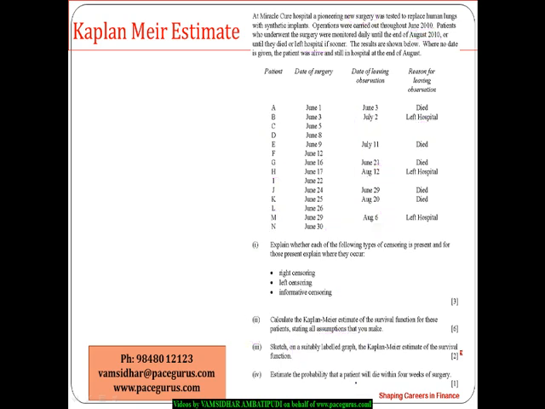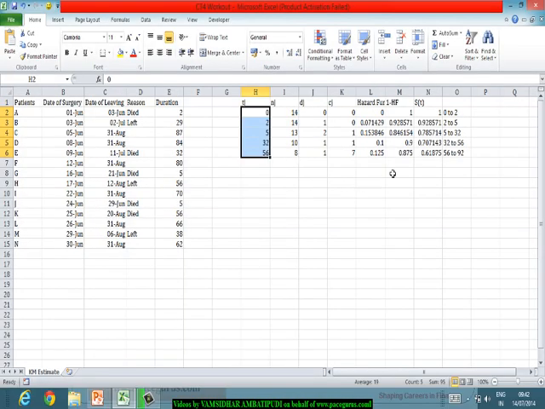Now estimate the probability that a patient will die within 4 weeks of surgery. 4 weeks of surgery comes out to 28 days. Let's look at the survival function for 28 days. This is the survival function for 28 days, because we are talking about the survival function for 5 to 32 days, so we are looking at it for 28 days.